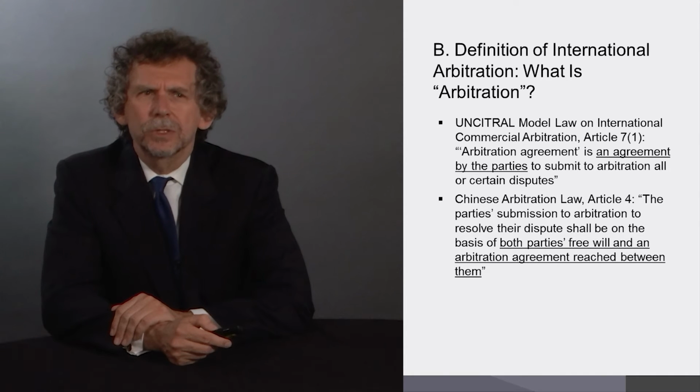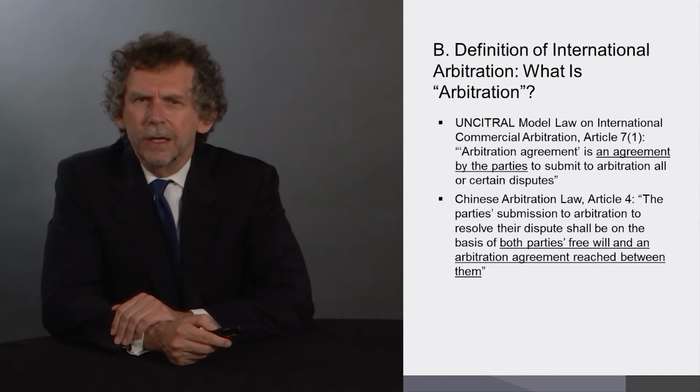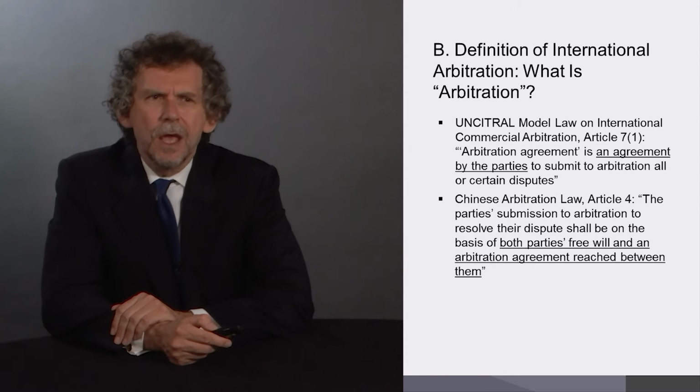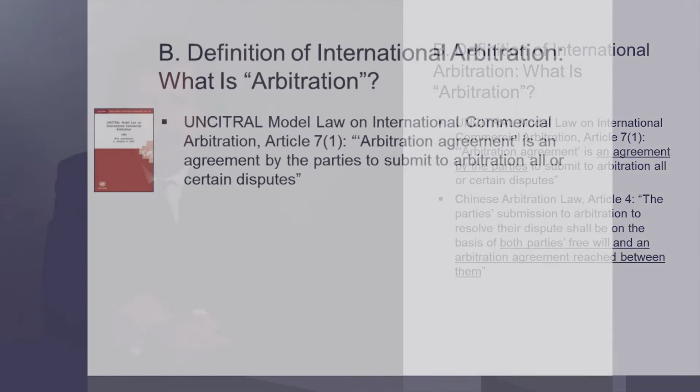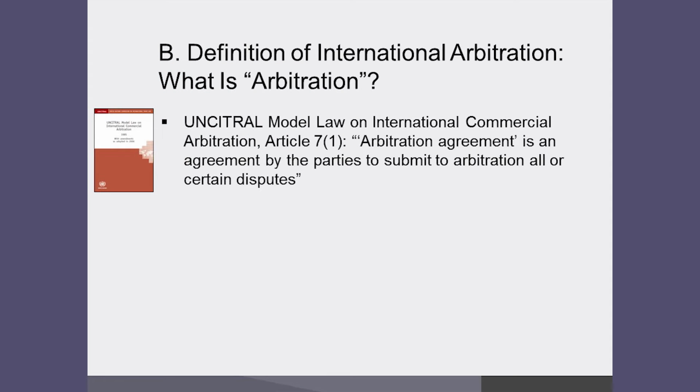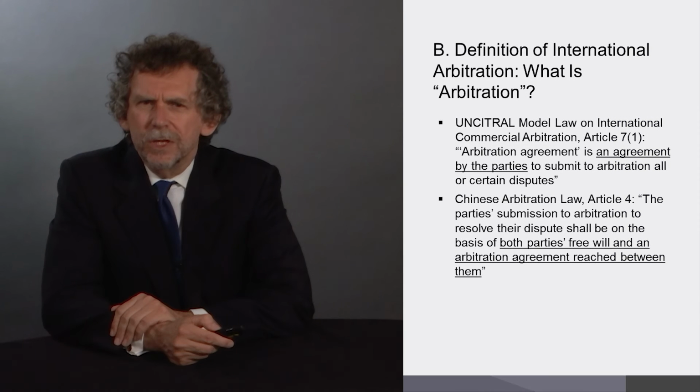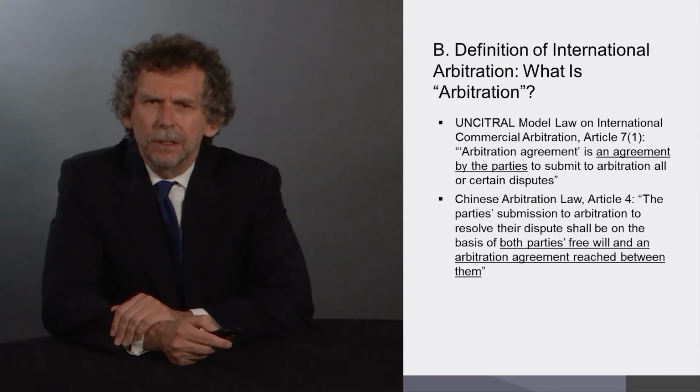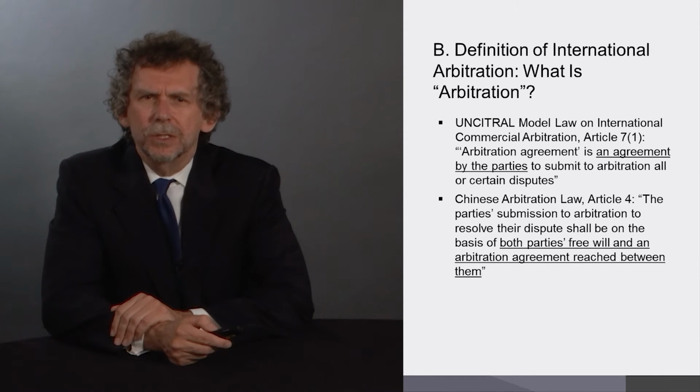We can see that in the UNCITRAL Model Law on International Commercial Arbitration. It provides, again paralleling Article 2 of the New York Convention, that an arbitration agreement is an agreement by the parties to submit to arbitration all or certain disputes. The provisions of the Model Law are applicable to these consensual agreements to arbitrate, and to the consequences of those agreements, the arbitral procedures and the arbitral awards, all a consensual process. Other national arbitration legislation is similar.